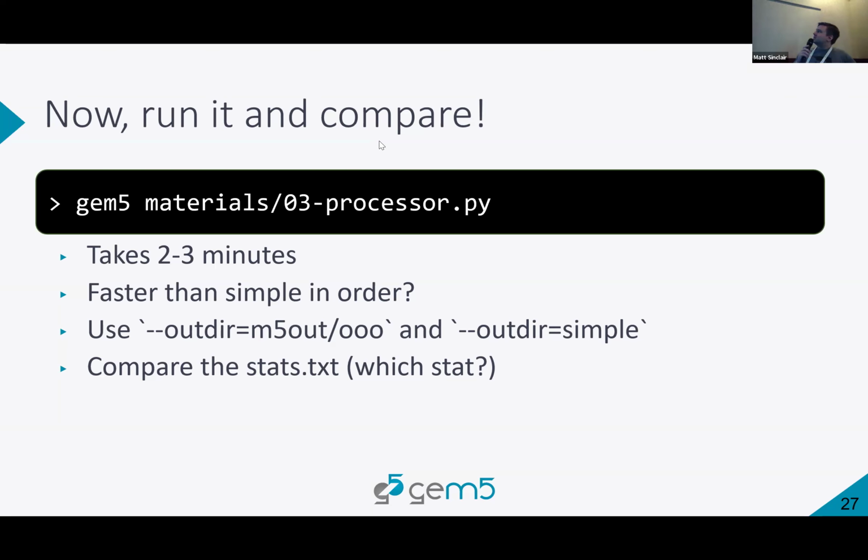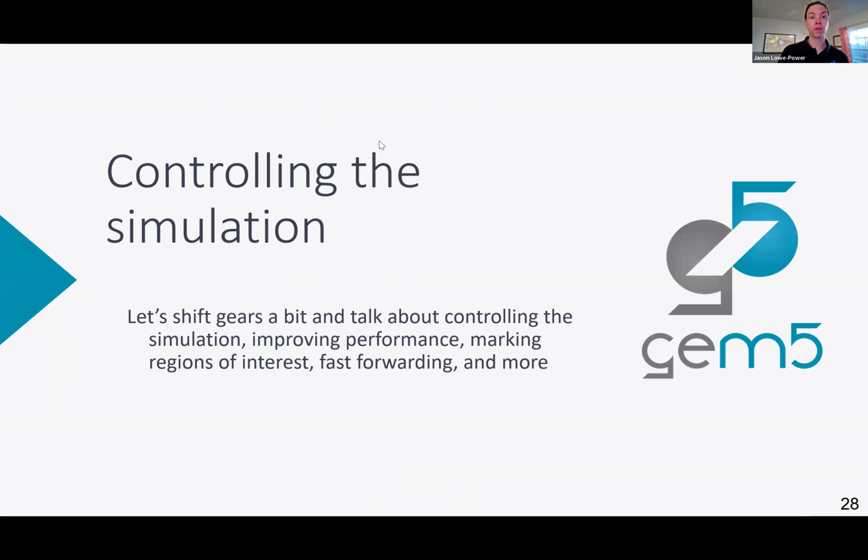No questions. Okay, great. So now that we've seen a little bit about how to configure a system using the standard library and then extend the standard library to model our own kinds of things, let's talk about controlling the simulation. So we're going to talk about how we control the simulation, improve performance, mark regions of interest, some fast forwarding, and some other stuff.